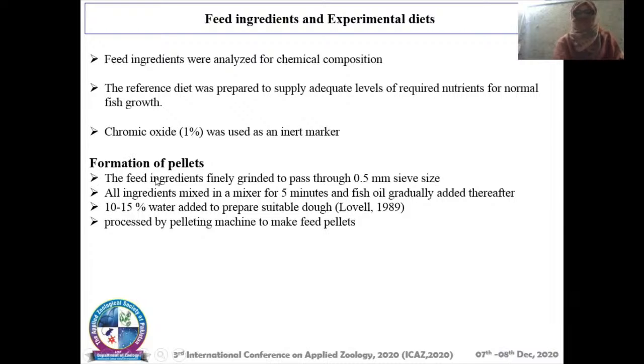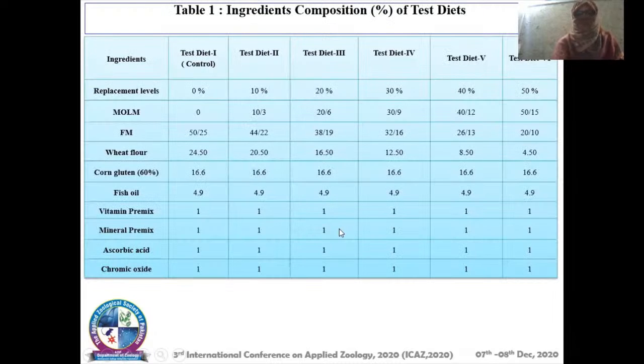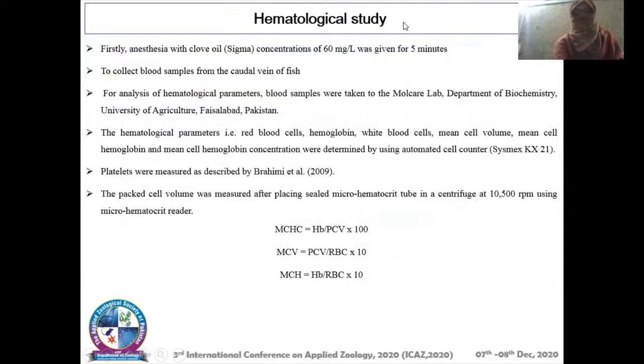Formulation of pellets. The feed ingredients were finely ground to pass through a 0.5 millimeter size. All ingredients were mixed in a mixer for 5 minutes and fish oil was gradually added. 10 to 15% water was added to prepare a suitable dough. It was processed by a pelleting machine to make feed pellets. This is a table which shows the ingredient composition of test diets.